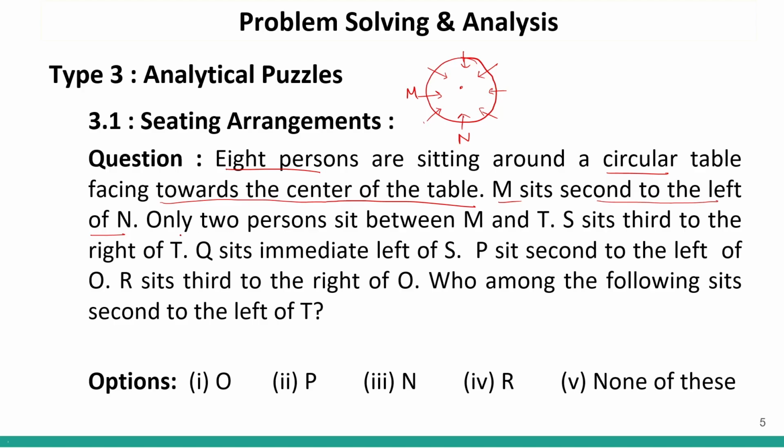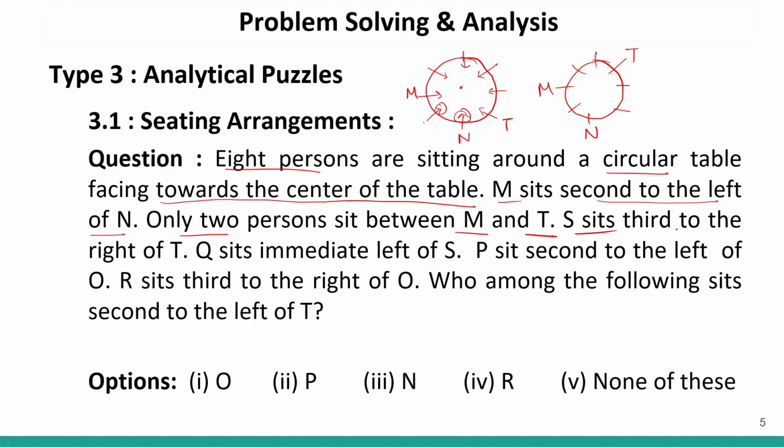Now, only 2 people sit between M and T. So 2 positions between M and T. So let's say 1 and 2 position, we'll get T over here. But T can also come here, right? 1 and 2 position, T can also come here. So for this, let us take a second possibility. Whenever you get more than one possibility in an exam, draw a different diagram because it avoids confusion. So this is a possibility 1 and possibility 2.